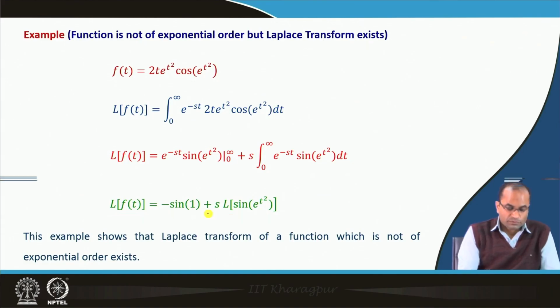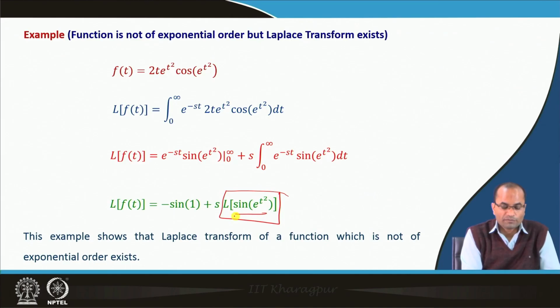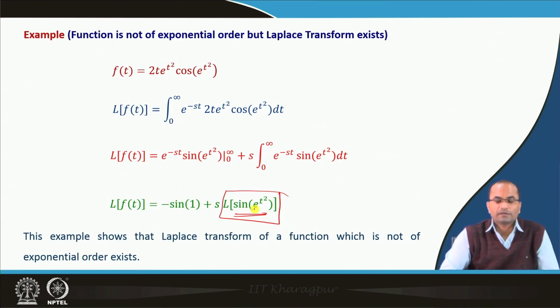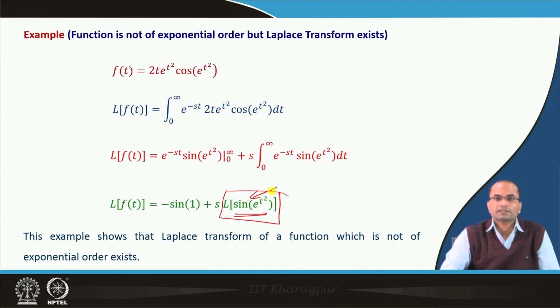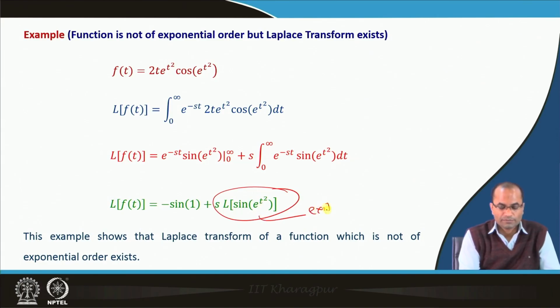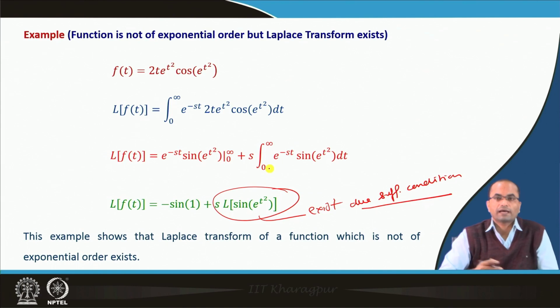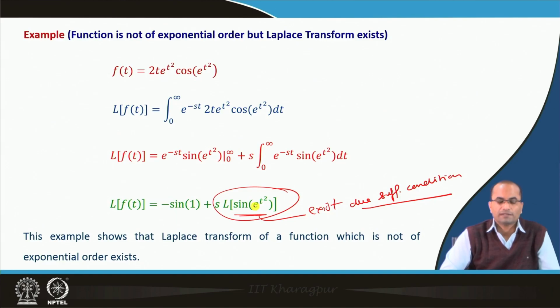So, what this example shows, the Laplace of this sin e power t square exists because of our sufficient conditions. This sin e power t square is a continuous function and a bounded function. So, it is a piecewise continuous and of exponential order function, and the sufficient condition says that its Laplace transform will exist. So, this exists due to sufficient conditions, the function is indeed continuous and hence piecewise continuous, and the function is bounded. So, hence it is of exponential order.